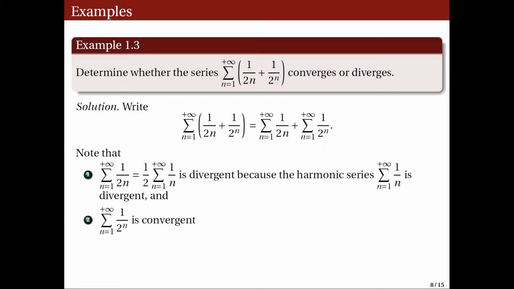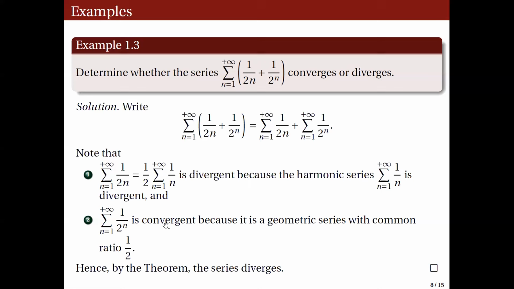And the second series, the sum of 1 over 2 to the n from n equals 1 to infinity, is convergent because this is a geometric series whose common ratio is 1/2, which is less than 1. So we have a convergent series and a divergent series, and we are taking the sum of these series. So therefore, by our theorem, the given series diverges.